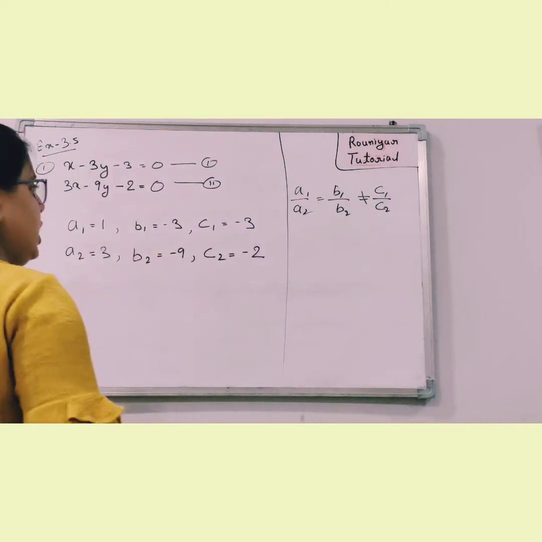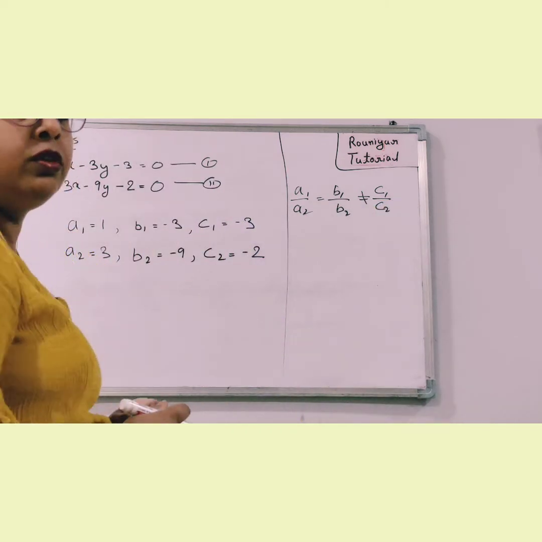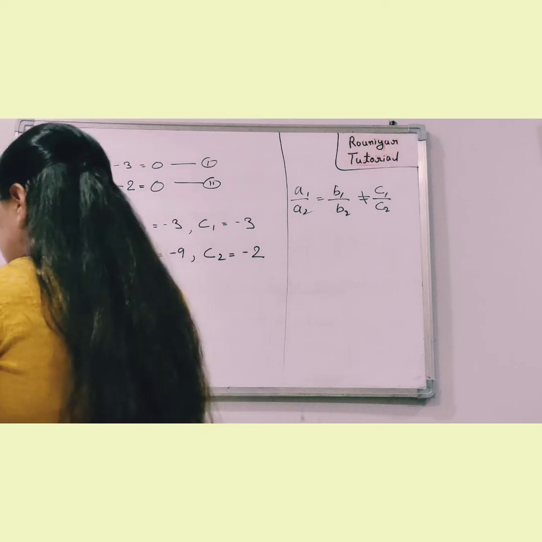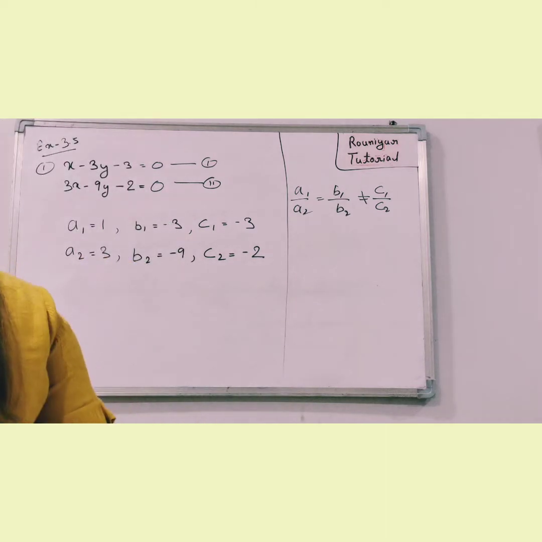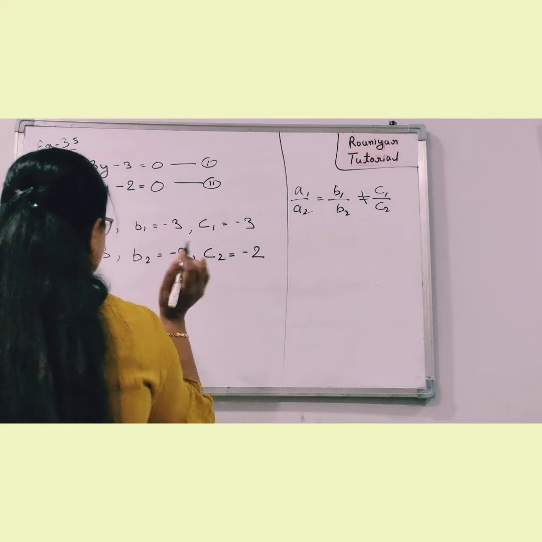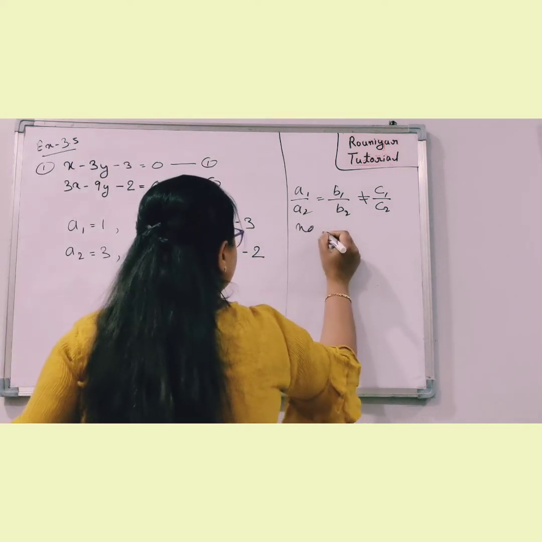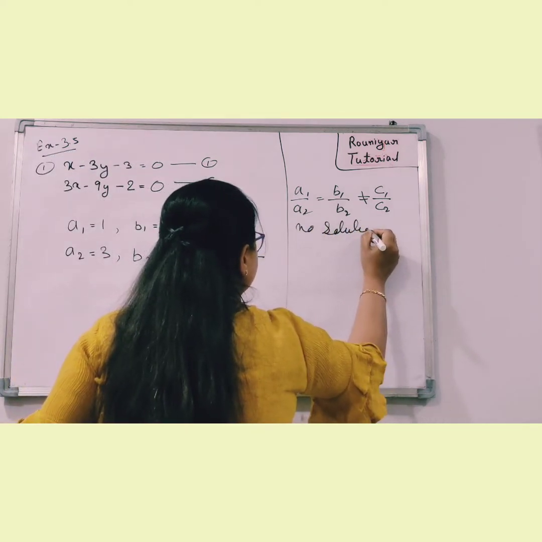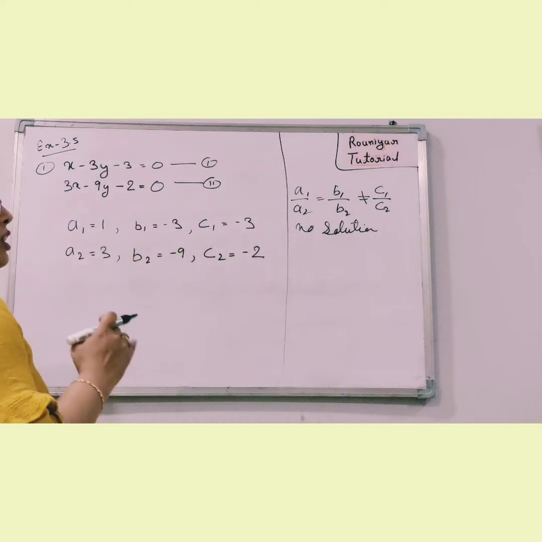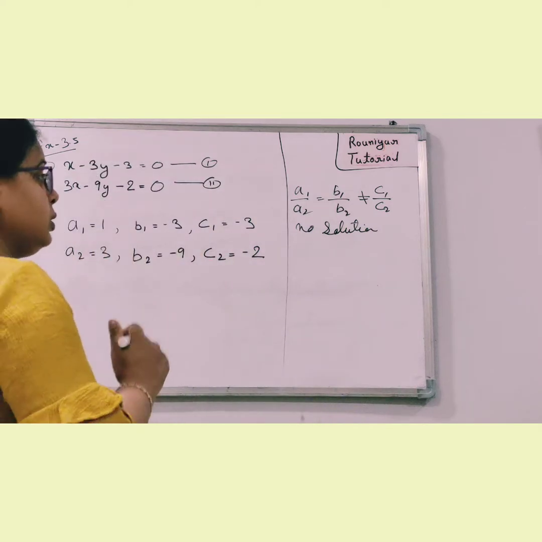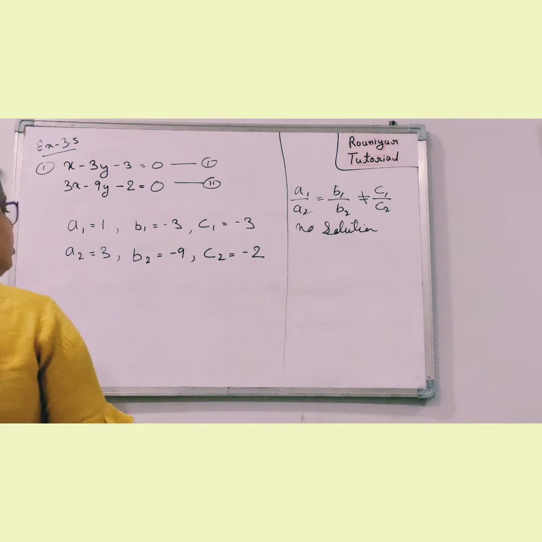तो इस सिचुएशन में when a1 by a2 is equal to b1 by b2 is not equal to c1 by c2, in this situation the equation has no solution. Okay, when a1 by a2 is equal to b1 by b2 is not equal to c1 by c2, in that case the equation has no solution.